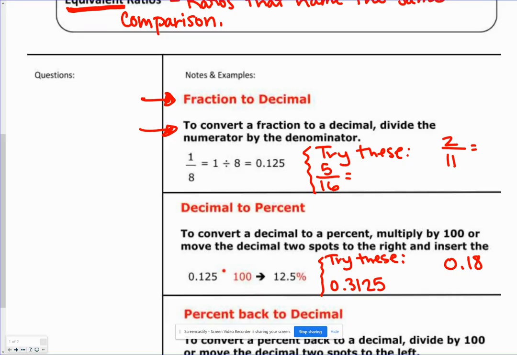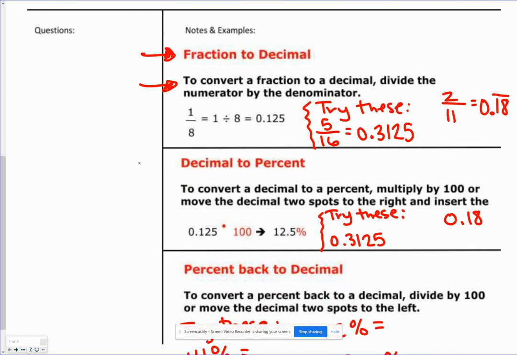All right, hopefully you went and did that. For our 5/16, hopefully you got 0.3125. And for our 2/11, hopefully you saw that you got 0.18, and that actually is repeating. Your calculator might have said a 2 at the end, but that is wrong. It rounded, and it shouldn't have. It was 181818 forever. So we put the little line above the 1 and the 8.